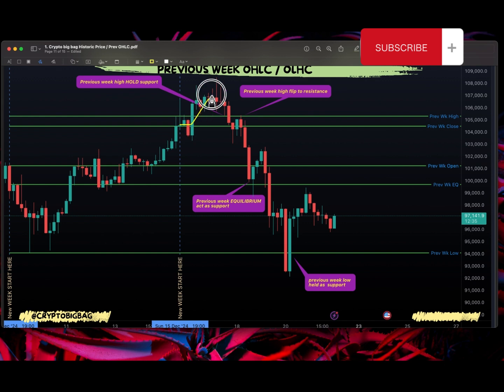The new week begins here, price went up, took out the previous week high, and drops down. The previous week high is now holding as resistance. Price drops, the previous week equilibrium held as support, and price bounces up, right? And now price drops down, while the previous week low held as support.